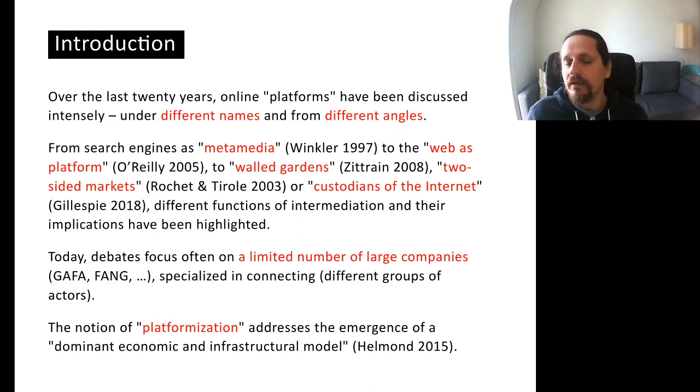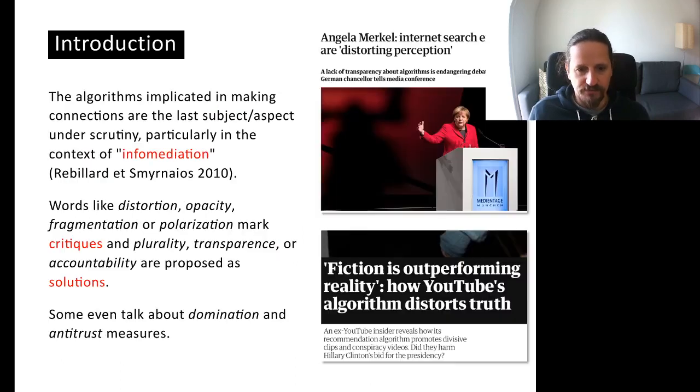Indeed, the companies are very, very big. There is the question of monopoly. Anne Helmond has coined the term platformization, right? Really, this larger move of different functions towards platforms. She talks about the emergence of a dominant economic and infrastructural model, and that is a little bit the starting point for this presentation.